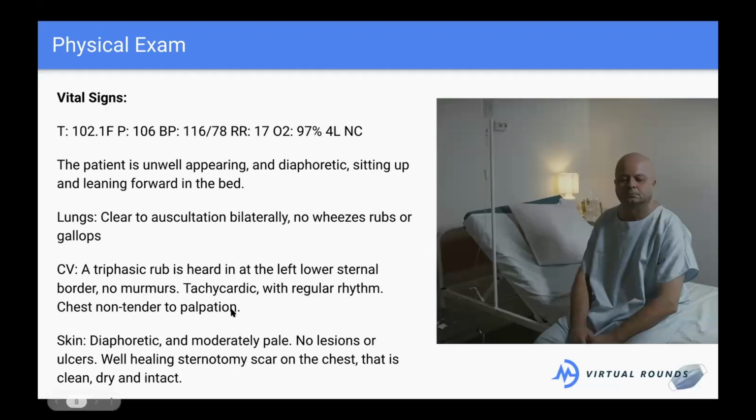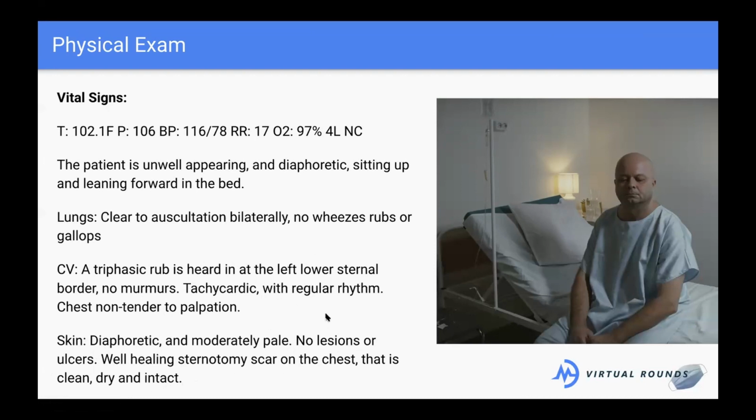Chest is non-tender to palpation. Skin is diaphoretic, which means he's sweating. He's a little pale, but he's got no lesions or ulcers that we can see anywhere on the skin. We did a full skin check. And he's got a well-healing sternotomy scar. I know someone mentioned we got to ask about that incision. That is clean, dry, and intact.